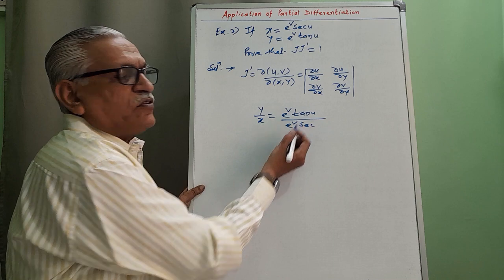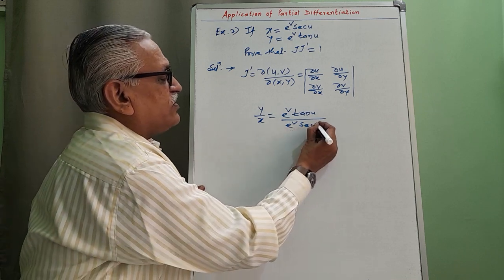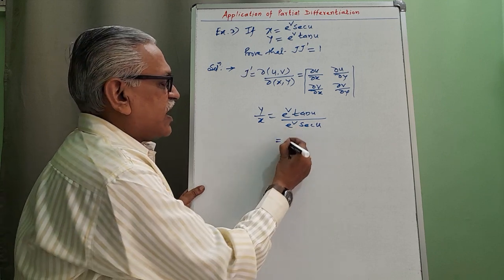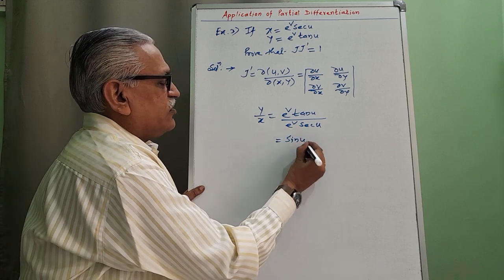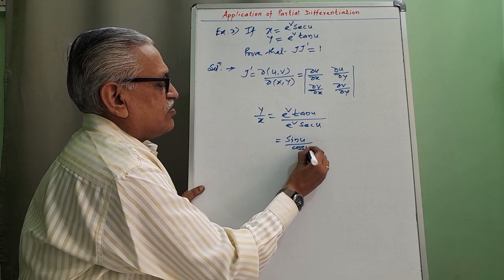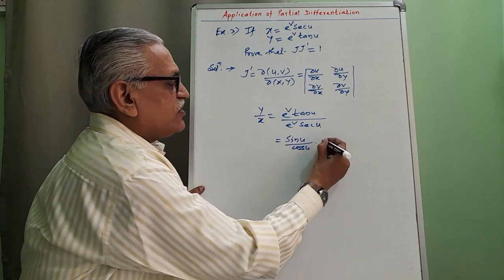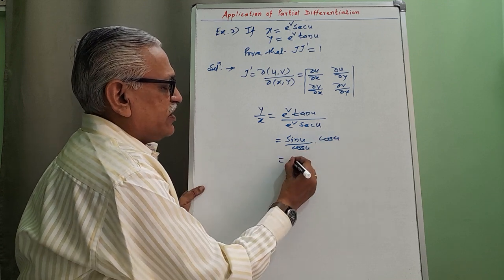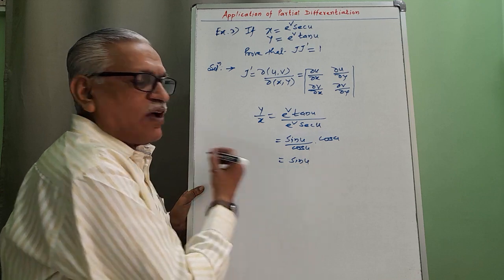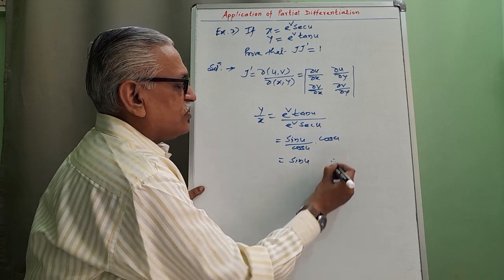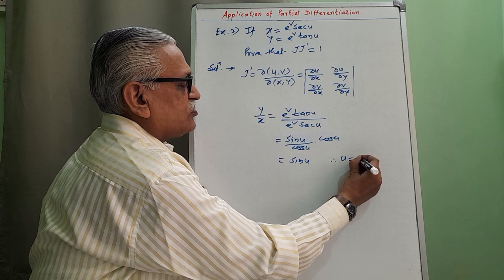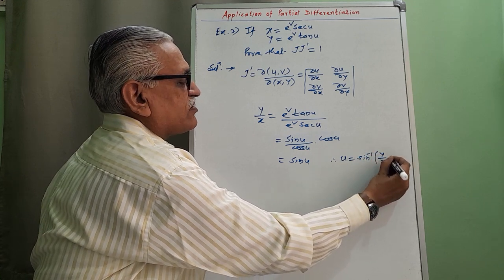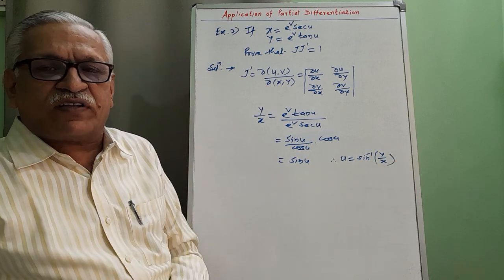y is e raised to v into tan u, and x is e raised to v into secant u. e raised to v gets cancelled. Tan is sin by cos, sin u upon cos u, and 1 by secant is nothing but cos u. Cos u gets cancelled. We get sin u as y by x, and therefore we get u is equal to sin inverse of y by x, a function of x and y.